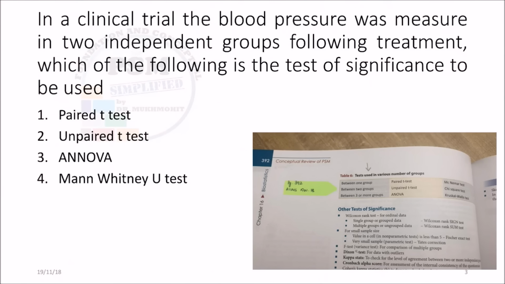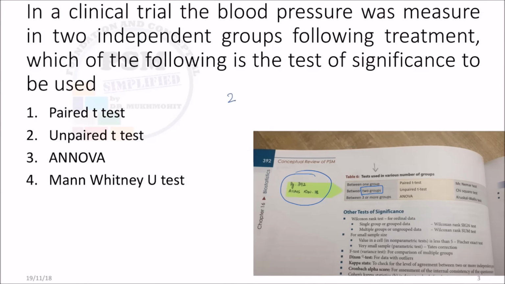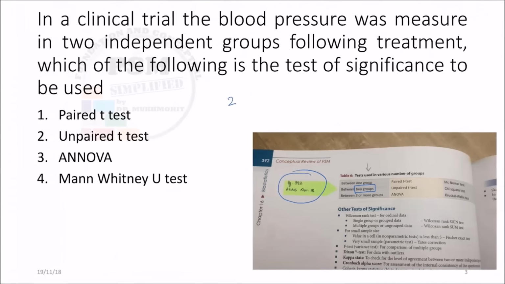Next MCQ. I'm again very happy to share that this MCQ is from our Conceptual Review in PSM book, page number 392. In a clinical trial, the blood pressure was measured in two independent groups following treatment. Which of the following is the test of significance? In two independent groups, the test of significance is the unpaired t-test.